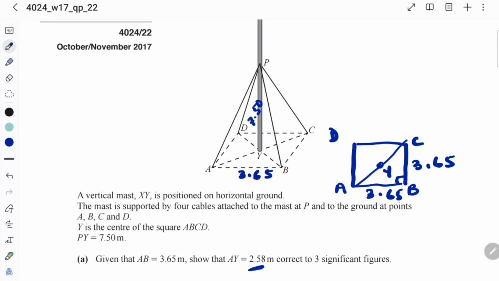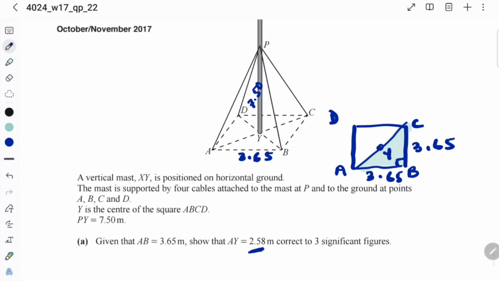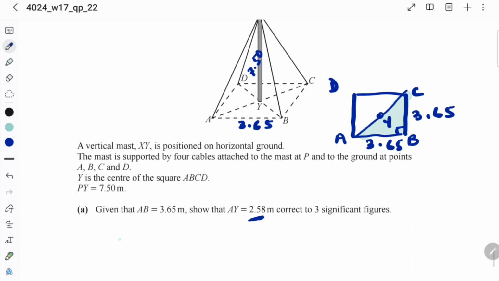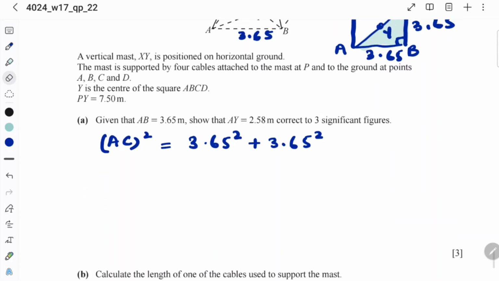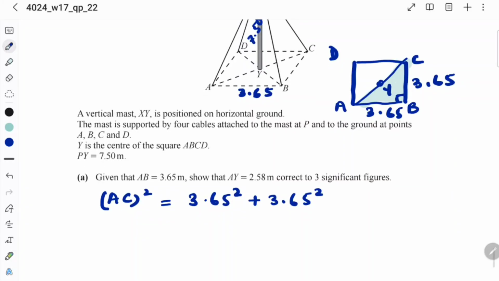Here is a 90 degree angle. Just take the triangle from there, this one or any one. The top one also has the same values. So AC squared is equal to the sum of the squares of the other two sides. You can write 3.65 squared plus 3.65 squared, and then take the square root of it. Let's see how many marks it has: 3 marks.